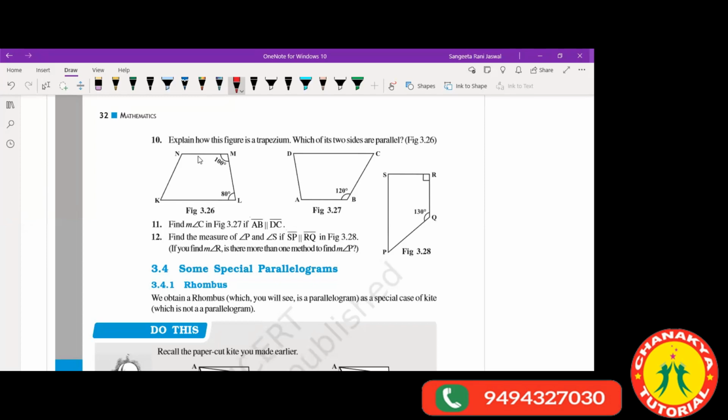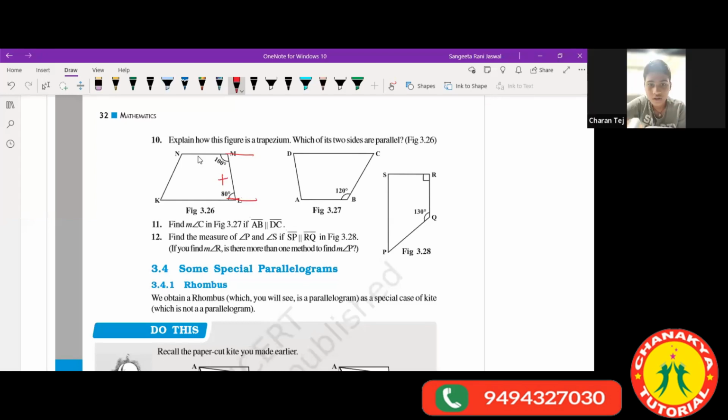So these are the two parallel lines. If these are the two parallel lines, the same transversal property applies here. The interior angles on the same side of the transversal are supplementary. And how can I say that the figure is a trapezium? Because if the interior angles are supplementary, that means the lines are parallel. And if one pair of lines is parallel, then I can say that this figure is a trapezium.